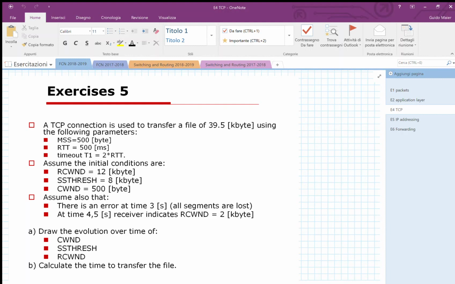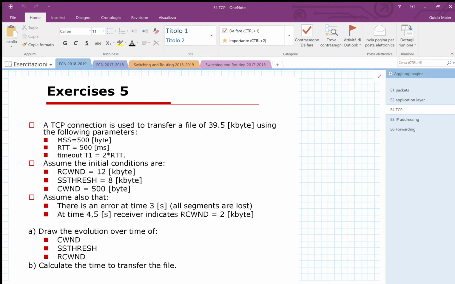At time 4.5 seconds, the receiver indicates the receive window equal to 2 kilobytes. And so in these exercises, most of the time the receive window belongs to the inputs and its data. Draw the evolution over time of congestion window, slow start threshold, and receive window. Calculate the time to transfer the file. So you can notice that in this kind of problems, there is no indication about the capacity of the links, the transmission links. Okay, so that is not known.